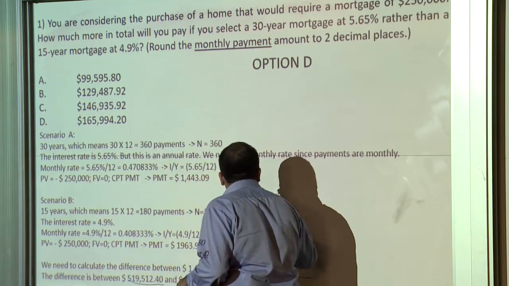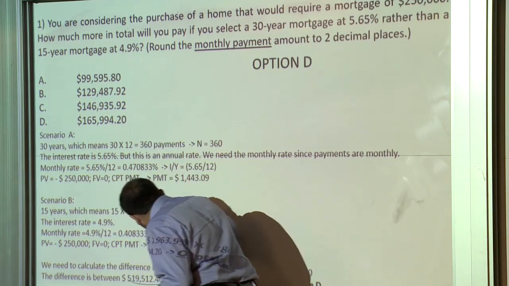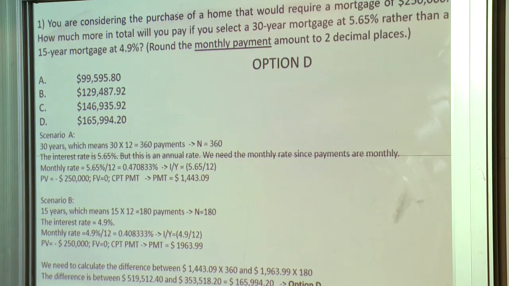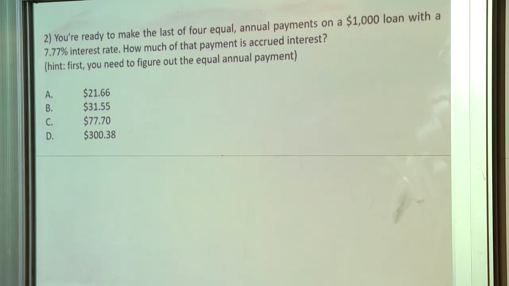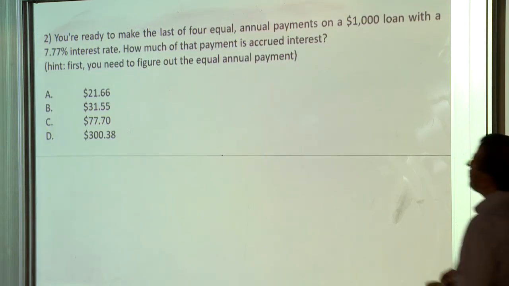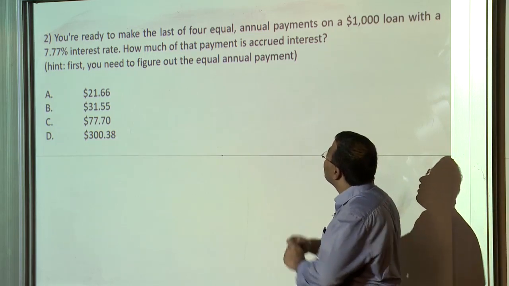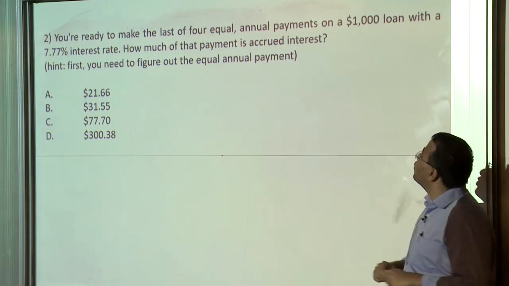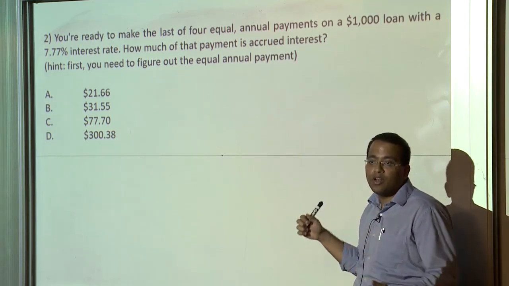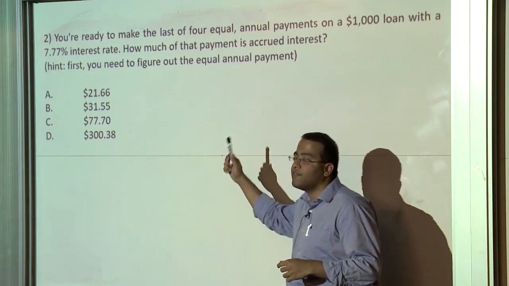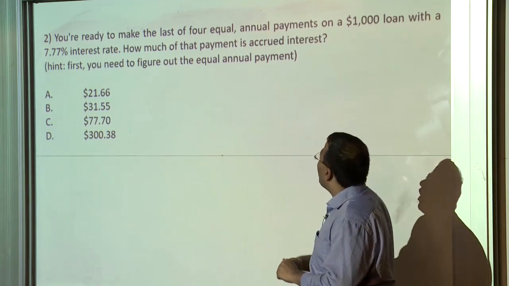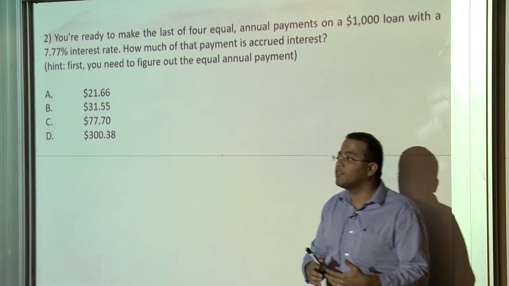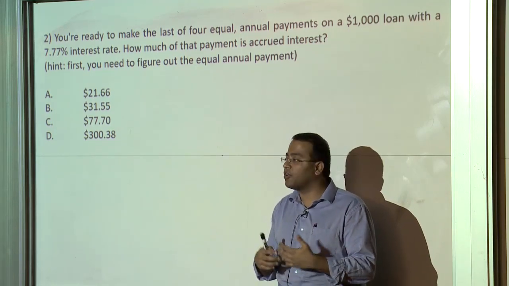So that was the first question, and I took a little bit of time because I wanted to go over the calculator functions and so on, but we'll go a little bit faster from here on. Question number 2. Again, this is a very interesting question. You're ready to make the last of 4 equal annual payments on a $1,000 loan, and the loan, when you took it, had an interest rate of 7.77%. Now, how much of that last payment is going towards the interest, and how much of it is going towards principal?